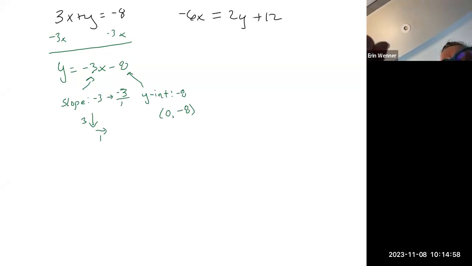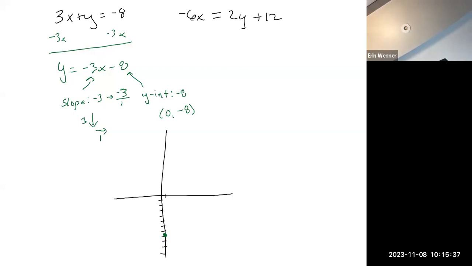So if I were to graph this, let's first show the graph here. I'm going to use that y-intercept of -8 first. So I will graph my first line in green since the work for it is in green. So I'm going to (0, -8). And that's going to be there. Now my slope is -3, so I can come down 3 and right 1.